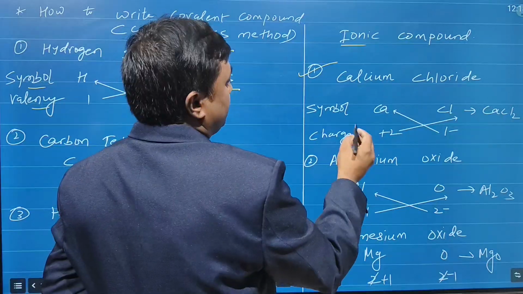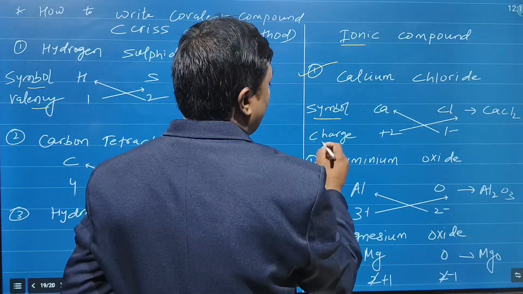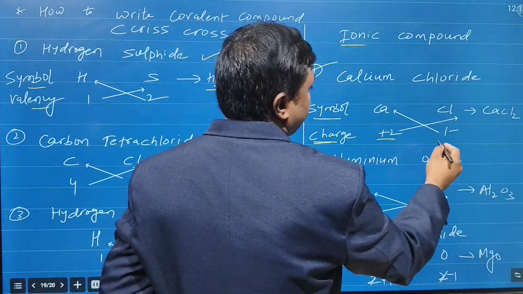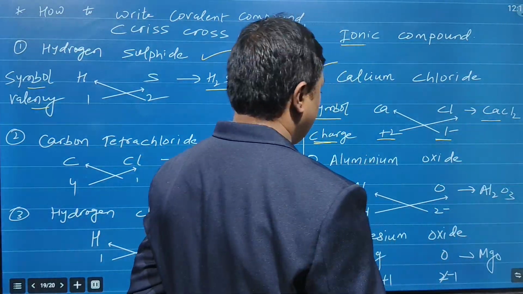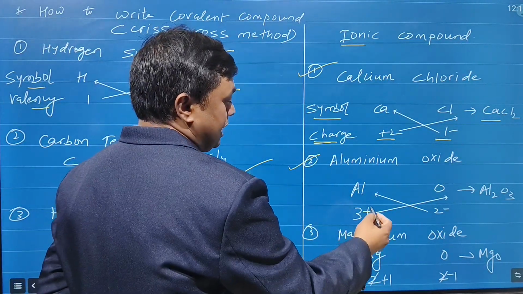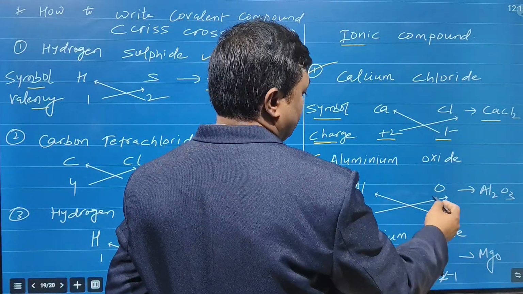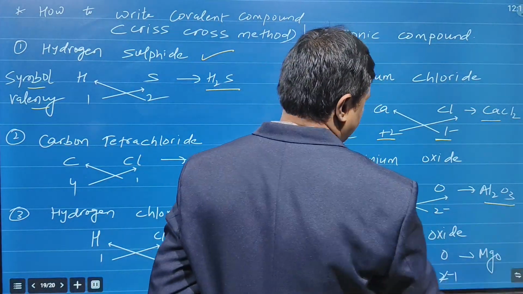Ionic compound. Calcium chloride. First we write the symbols, Ca and Cl. Below we write the charge: plus 2 charge and minus 1 charge. So 2 will move here, 1 will move here. So CaCl2. Aluminium oxide. Aluminium Al, oxygen O. Valency is aluminium 3 plus, oxygen 2 minus. So 3 will move here, 2 will move here. Crisscross method only. So Al2O3.